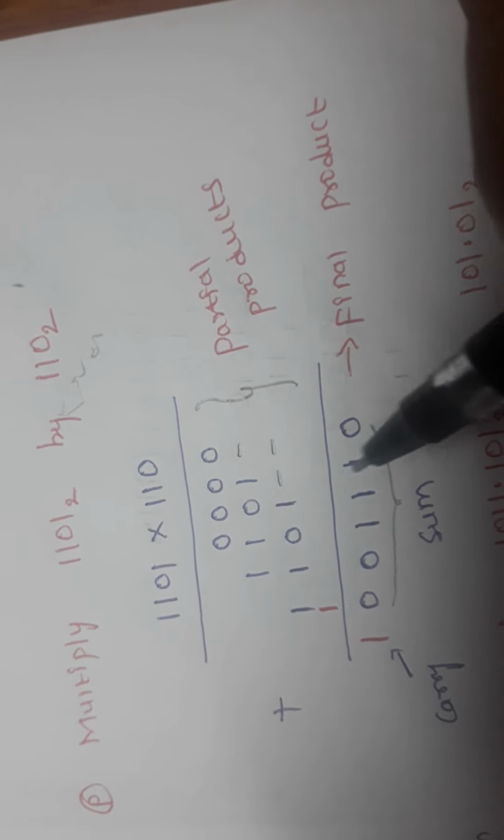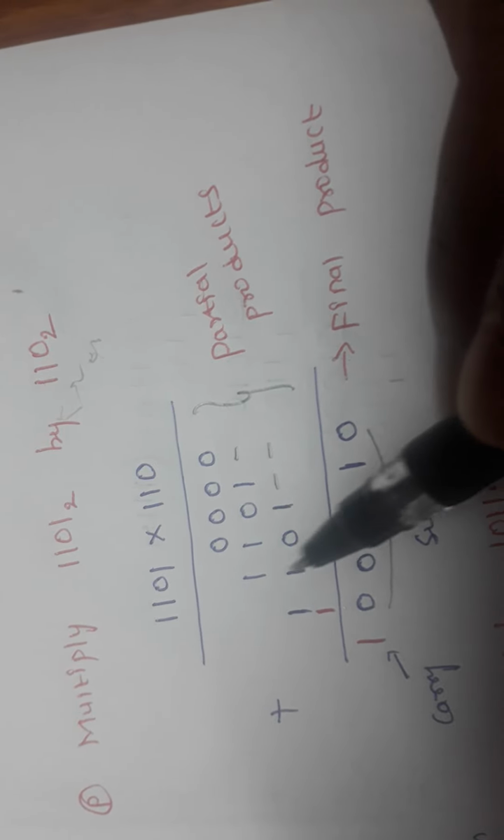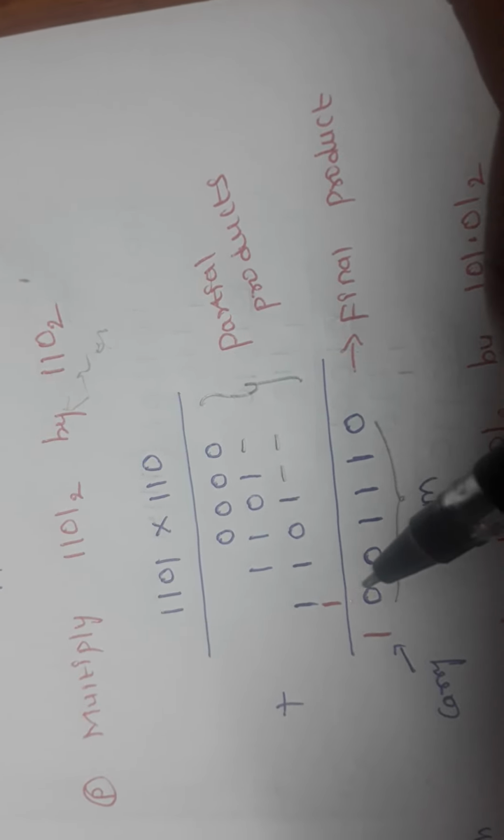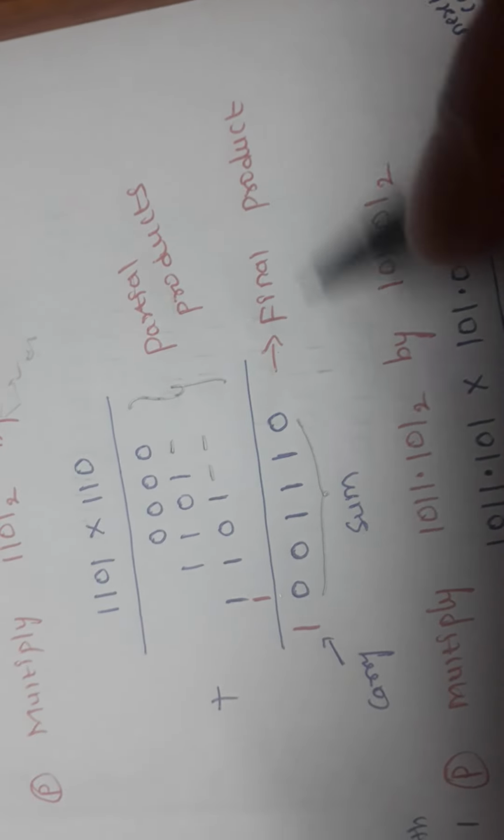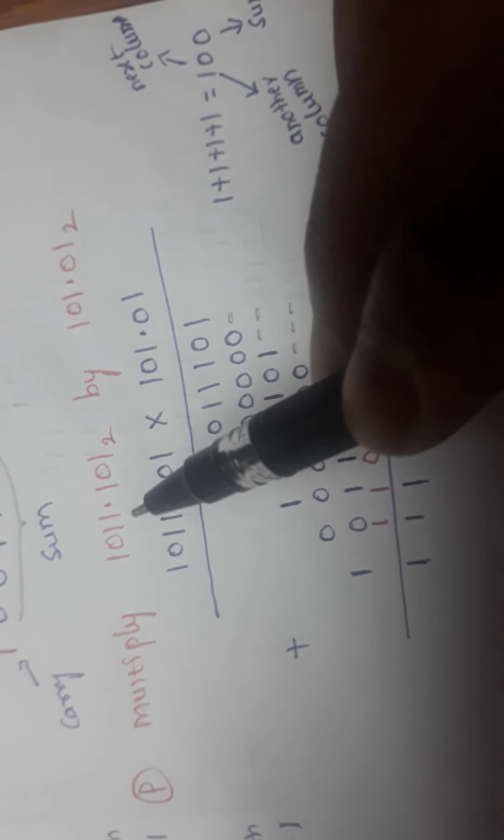Then 0, 0 plus 1, sum 1, then it becomes sum 1. Then here if you observe, sum 1, 1 plus 1, sum 0, carry 1, 1 plus 1, sum 0, carry 1. This is the final product. Here this is the carry, this is the sum. Is it clear?